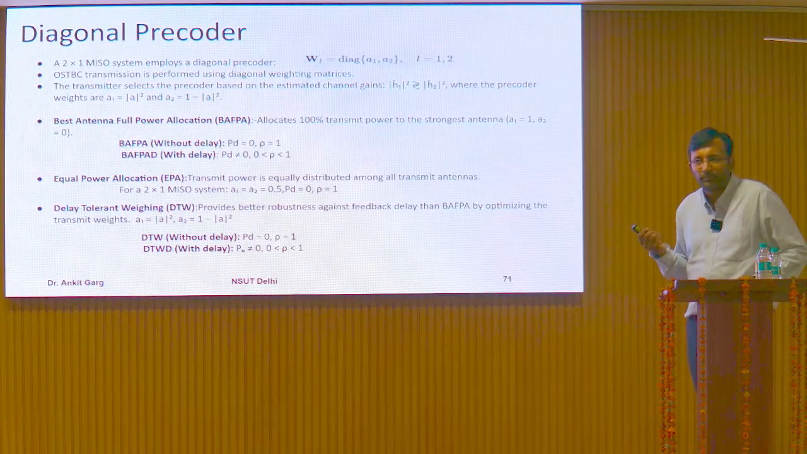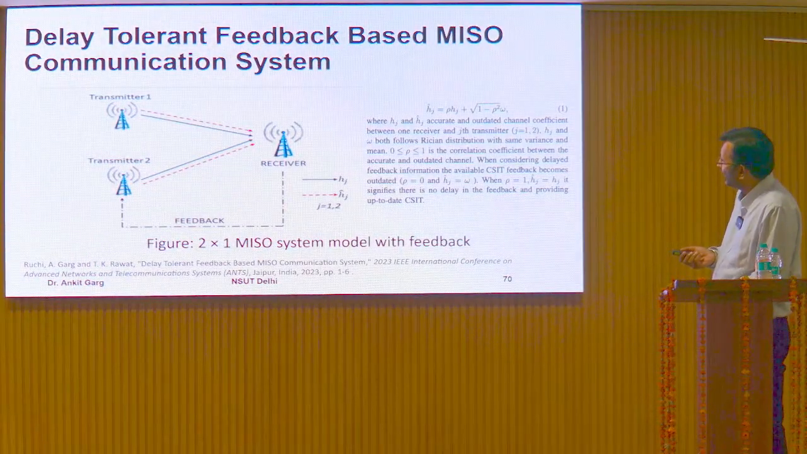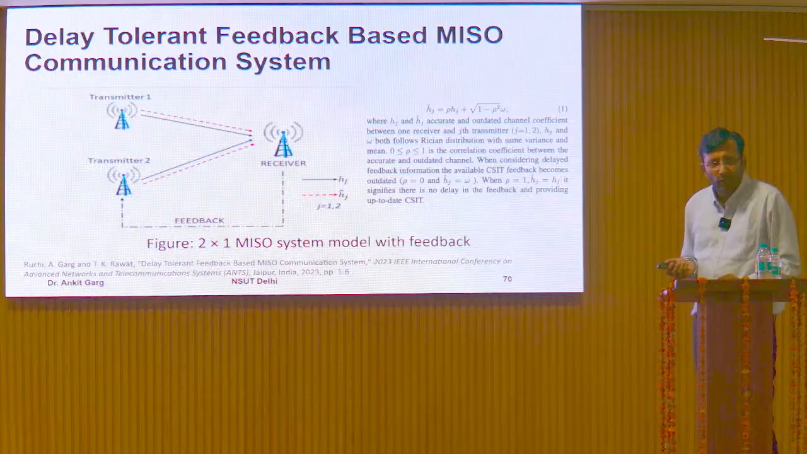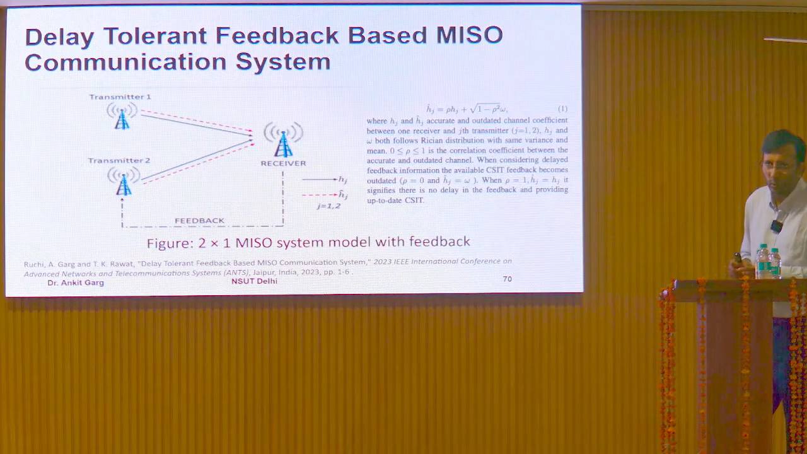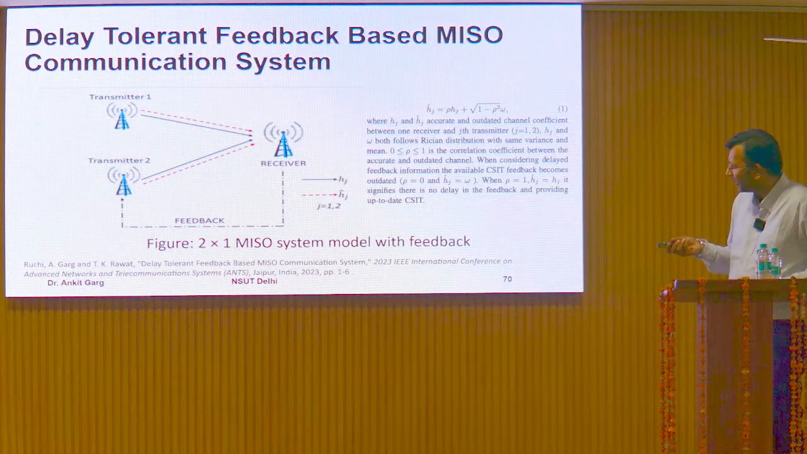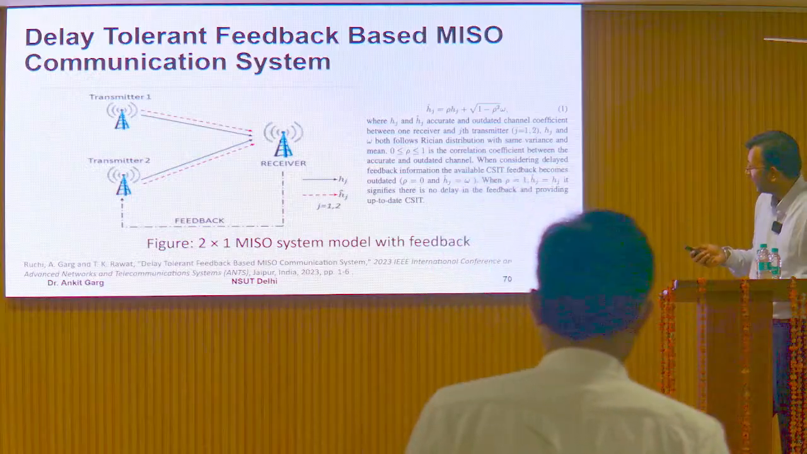We have done it for Rician fading. You can do it for Nakagami fading, but for that you need to do moment matching to find out the PDF of h hat. That has been explained in this conference paper: how to do the moment matching and how to find the PDF of hj hat.